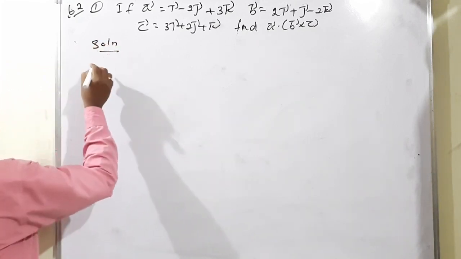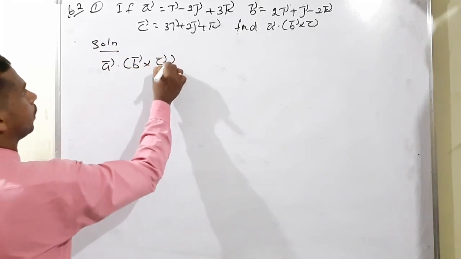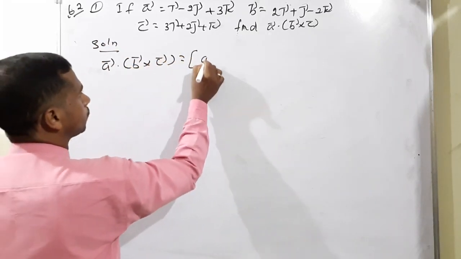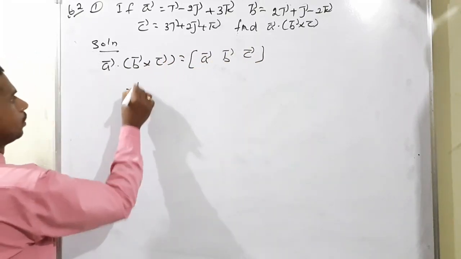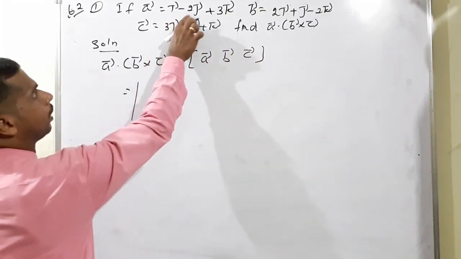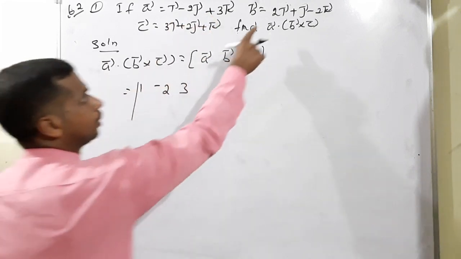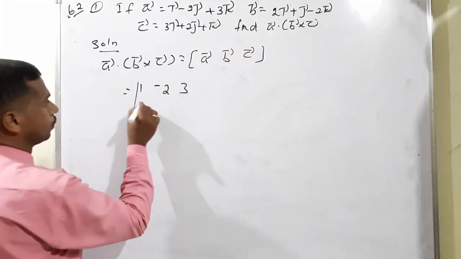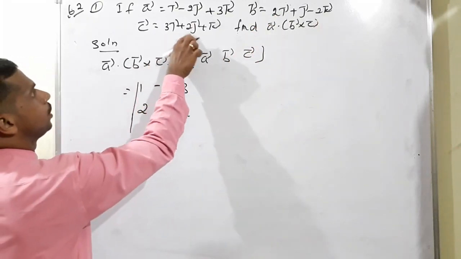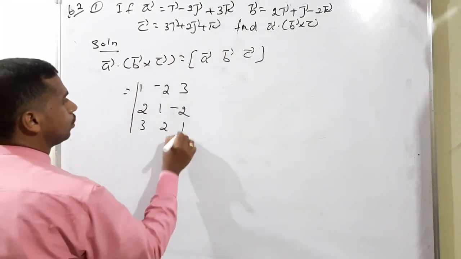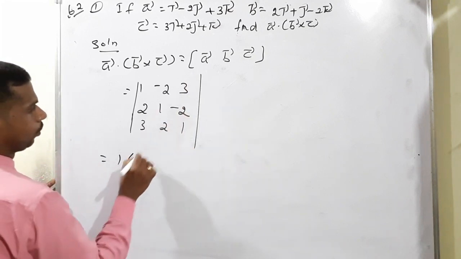Solution. We need to find out A vector dot B vector cross C vector, which means we can write it as box product of A vector, B vector and C vector. So the determinant: A vector means 1, minus 2, positive 3. B vector, 1, minus 2. Third term, 3, 2, 1.